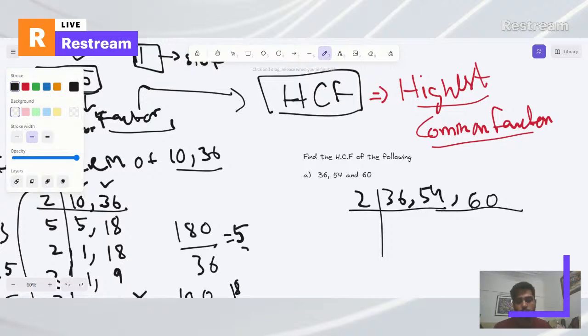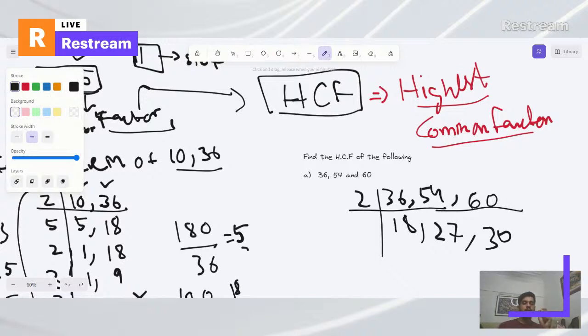All right, so we take 2, right? 2 can be used to divide 36, 54, and 60 as well. So first 36 we get 18, right? What do we get when we divide 54 by 2? So we get 27. Now if we use 2 to divide 60, we get 30, right? So now we've reached this number where we have 18, 27, and 30, right?